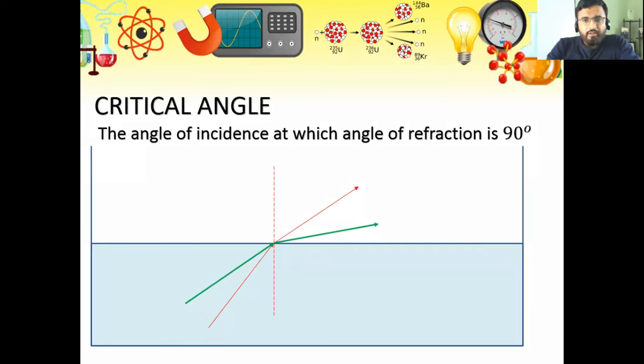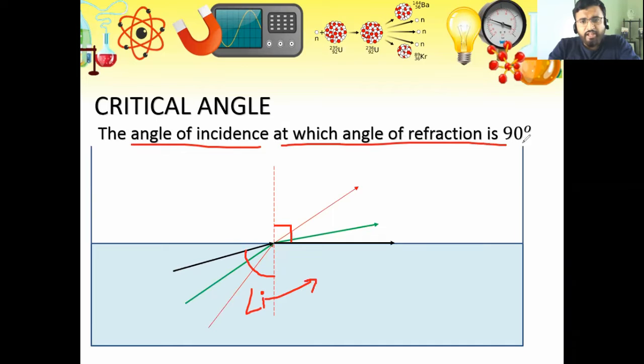We can go on and on by increasing the angle of incidence, and we may come to the point where the angle of refraction becomes 90 degrees. It means parallel to the surface. Such an angle of incidence at which the angle of refraction has become 90 degrees is known as the critical angle. So we can define critical angle as the angle of incidence at which the angle of refraction is 90 degrees.